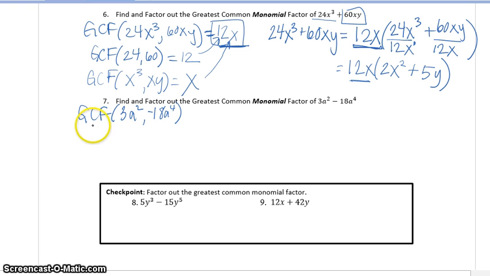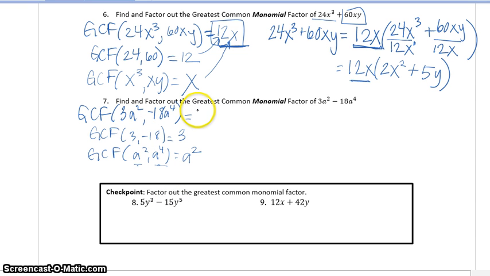So again, we're going to look at the greatest common factor of our numbers, 3 and minus 18, and our variables, a squared and a to the fourth, separately. The greatest common factor of 3 and minus 18 is 3, because 3 divides into 3 and 3 divides into 18. The greatest common factor of a squared and a to the fourth is going to be a squared, because we can pull 2 a's out of a squared and 2 a's out of a to the fourth. So the greatest common factor of these terms is the greatest common factor of the number 3 times the greatest common factor of the variables, a squared. So 3a squared.